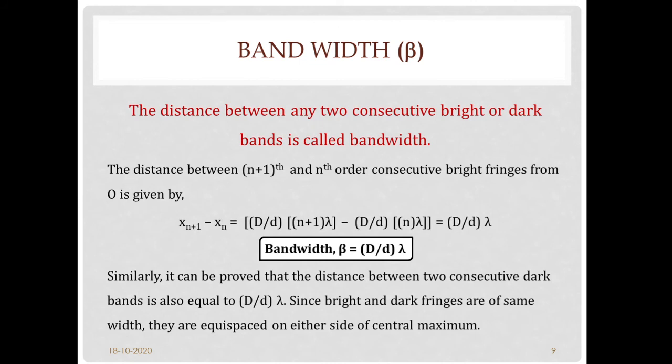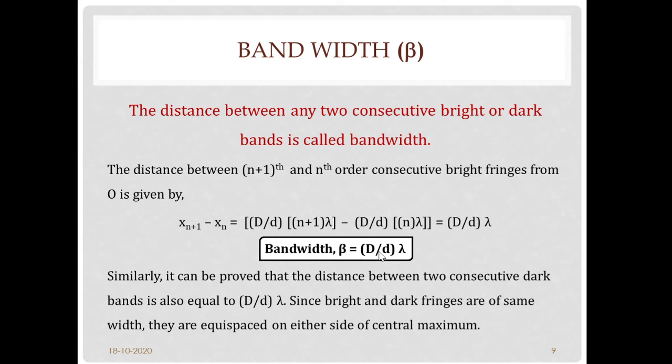We have to find the bandwidth also, that is, how these bands are separated. The distance between any two consecutive bright or dark bands is called the bandwidth. So the distance between the (n plus 1)th and nth order consecutive bright fringes will be x(n+1) minus x(n), which gives capital D by small d into lambda. Similarly, if we take consecutive dark fringes, we will also get the same expression. Whether it is a dark fringe or a bright fringe, the bandwidth expression will be the same, that is capital D by small d into lambda.